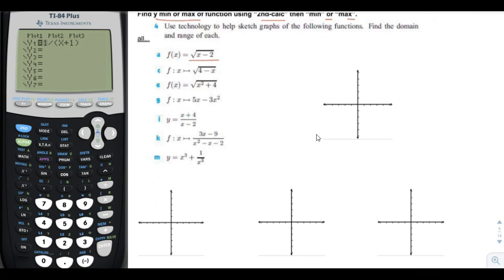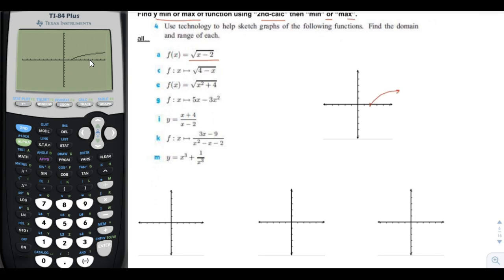Okay, so we're going to graph these functions using the calculator. So we're going to have square root of x minus 2. So we'll put square root of x minus 2. And then we'll graph it. And it looks kind of like that. We can see that it starts at x equals 2, and then it goes up like that.